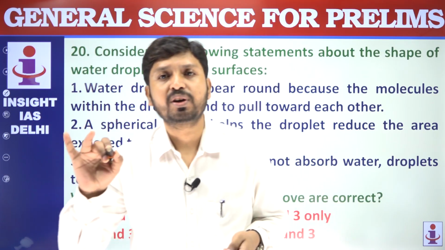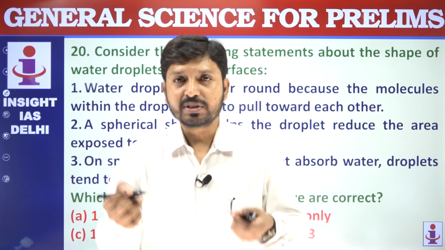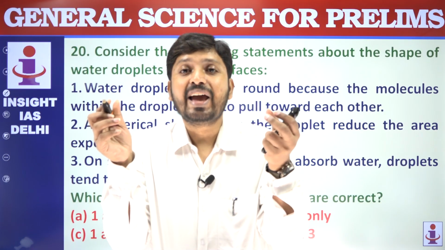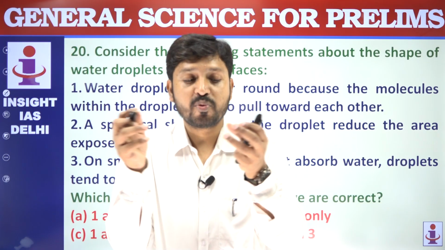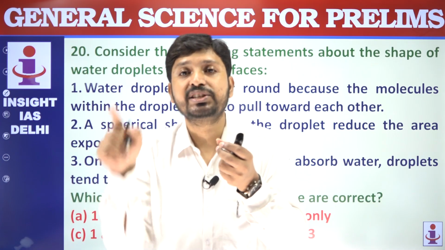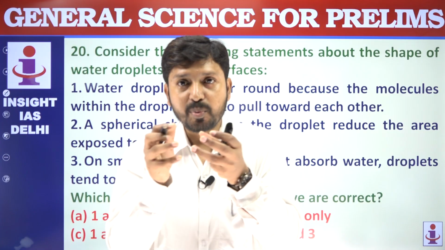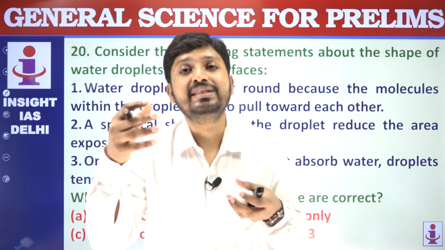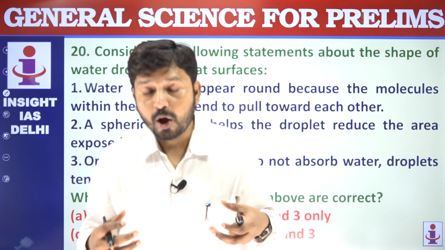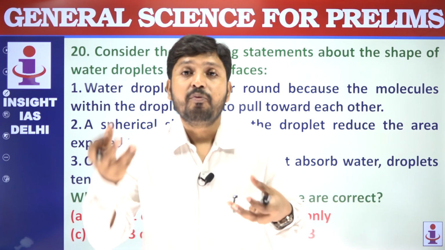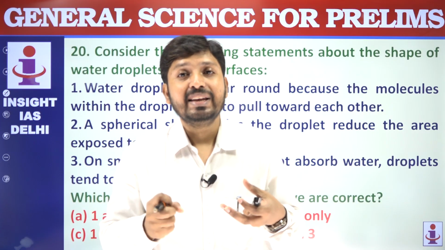The shape of a water droplet is spherical, because the water molecules within the droplet have a tendency to attract each other. When they attract each other on the surface, a kind of surface tension is created, and the body will try to adjust in such a way that it has the least surface area. Out of all the different shapes, for the same volume, a sphere has the least surface area.